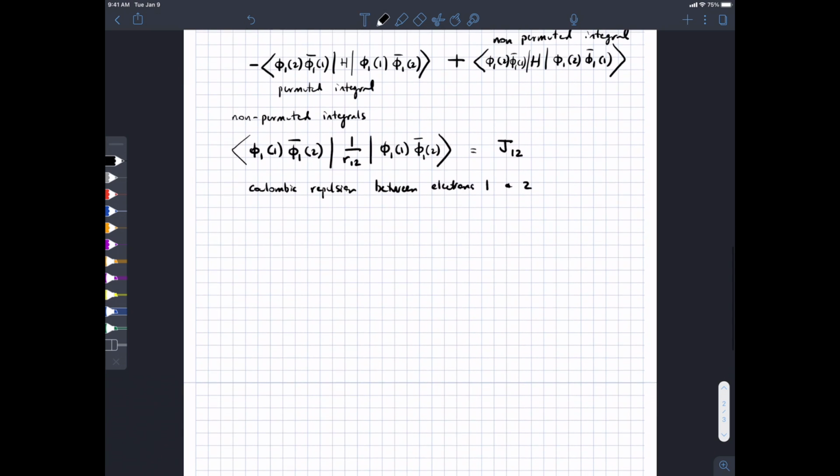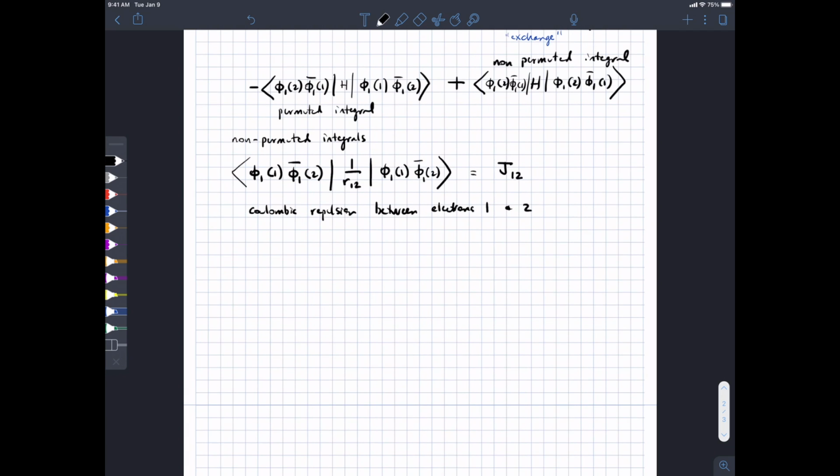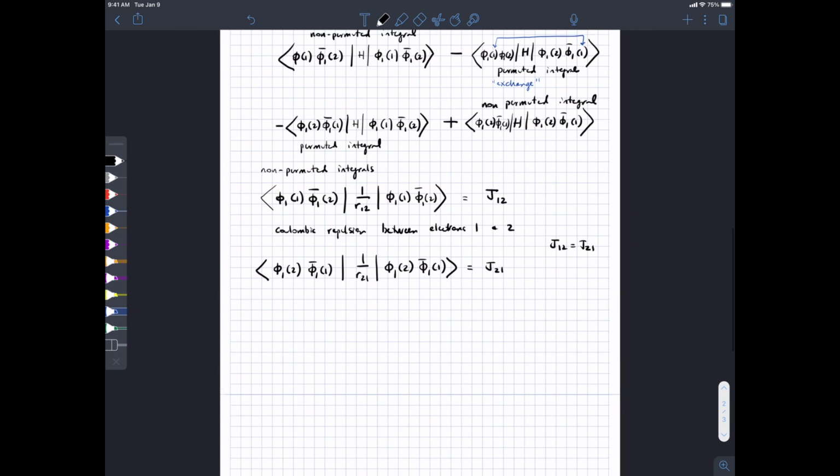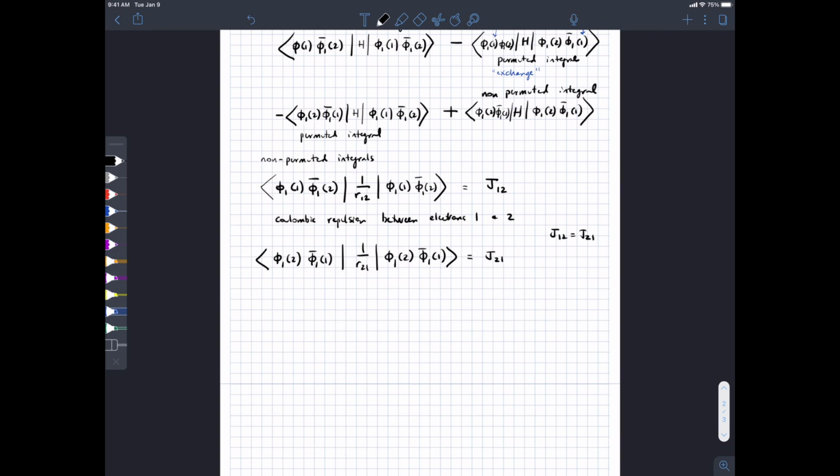Okay? And we could get that same thing from the other non-permuted integral in which electron 2 is in phi 1 and electron 1 is in phi 1 bar. Again, we're going to use the distance between electrons 1 and 2, and on the other side of the integral, again, we have electron 2 in phi 1 and electron 1 in phi 1 bar. And we'll let that equal J21. And of course, J12 should equal J21. Okay, so that's where the J integral comes from. That represents Coulombic repulsion between electrons 1 and 2.